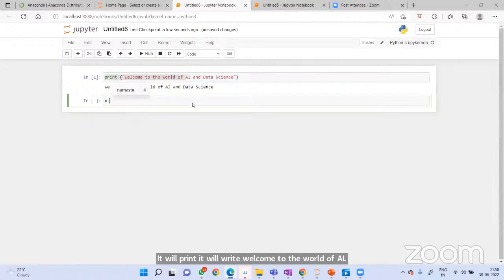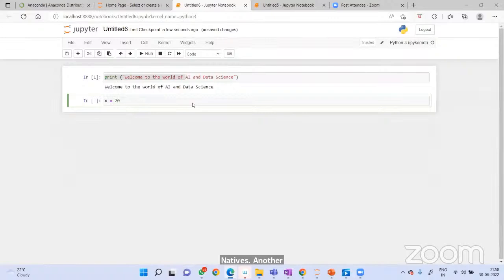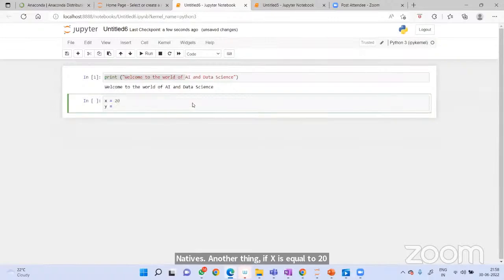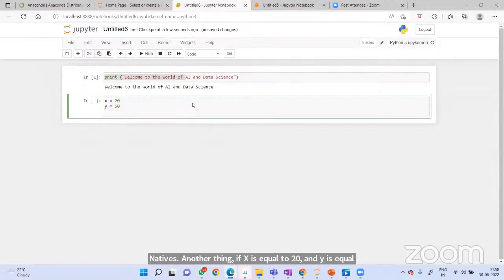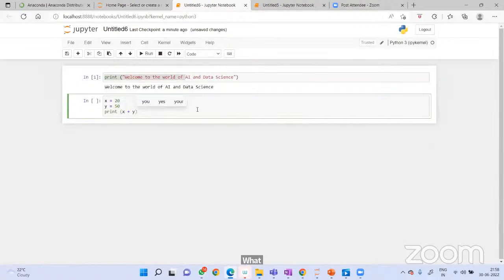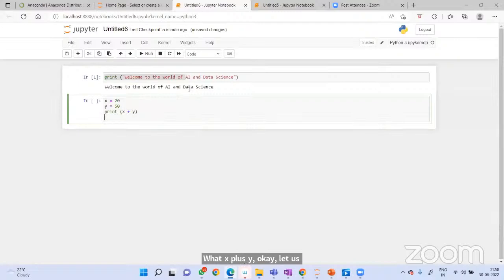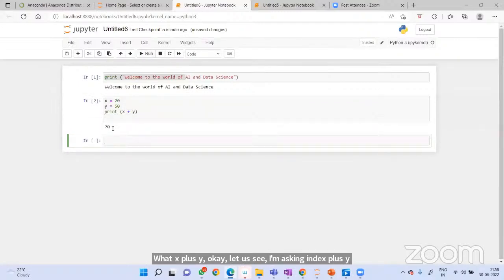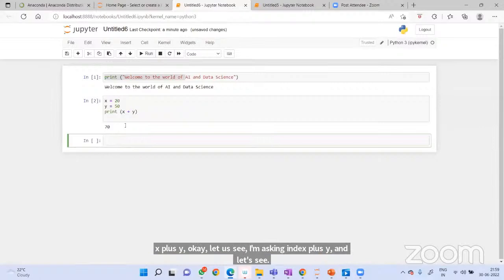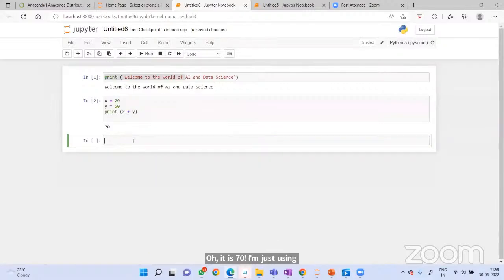Another thing, if X is equal to 20 and Y is equal to, let's say, 50, print X plus Y. Okay, let us see. I'm asking, print X plus Y. Oh, it is 70. Now I'm just using simple things so that you understand. It is as simple as English language. That is why even school kids are learning Python nowadays.